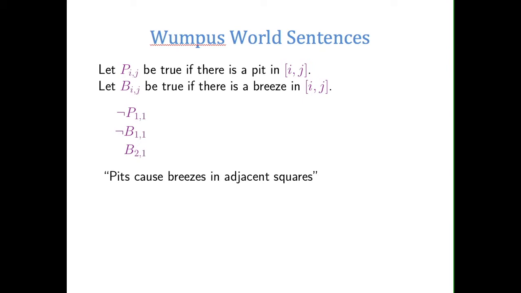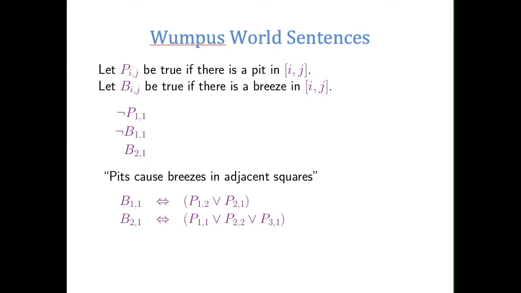So if it's true that pits cause breezes in adjacent squares, can we use this kind of representation to say that for these examples? And of course we can. So if there's a breeze in 1,1, then it must be true that there's either a pit in 1,2 or there's a pit in 2,1. And of course this is a logical or, so both of them could be true. And conversely, because this implication runs both ways, if there's a pit in 1,2 or a pit in 2,1, you'll feel a breeze in 1,1.